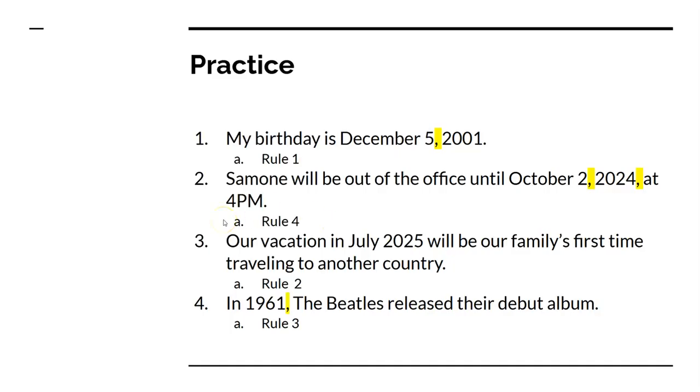Number 4, in 1961, the Beatles released their debut album. If we follow rule number 3 for this one, this was a pretty big historical event. Rule number 3 says if we're talking about a specific event in history, then we separate the year from the rest of the sentence with a comma. So you should have a comma after 1961, and you should have identified that as rule number 3.